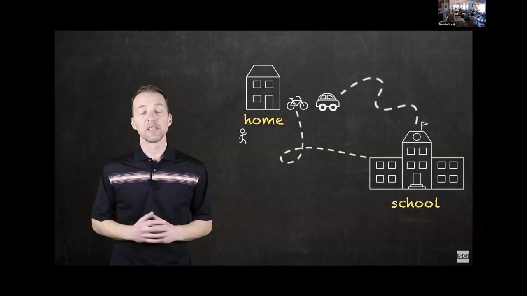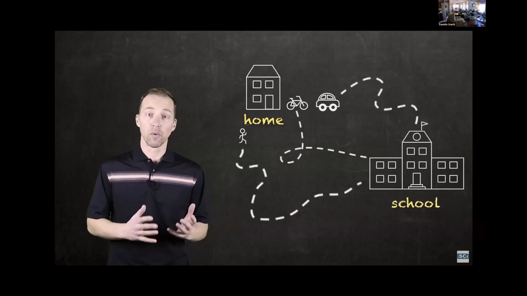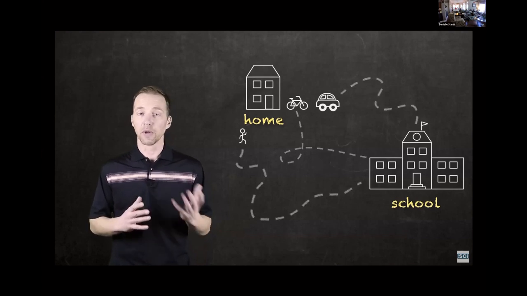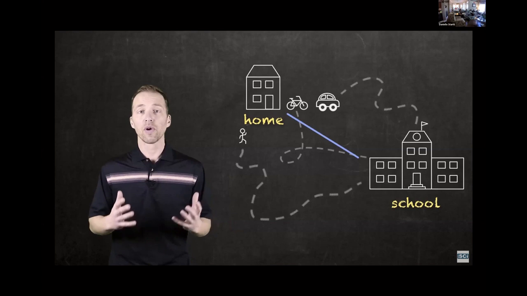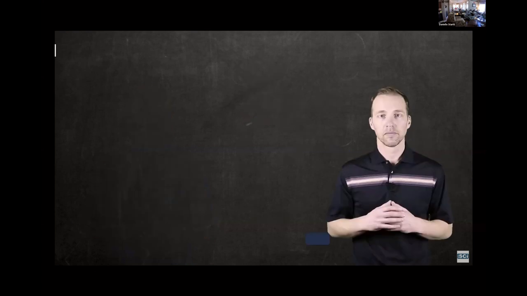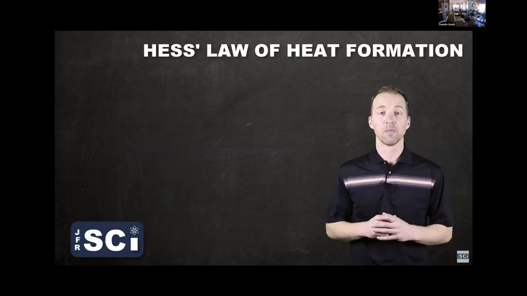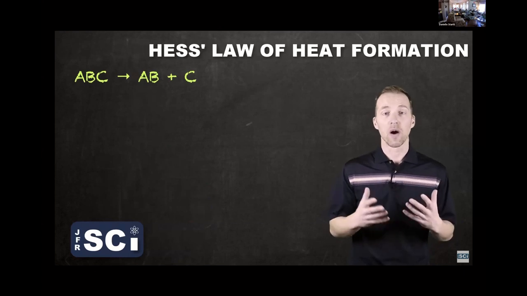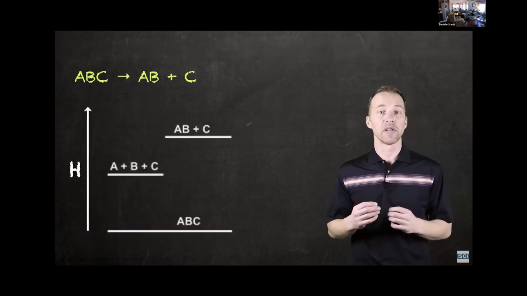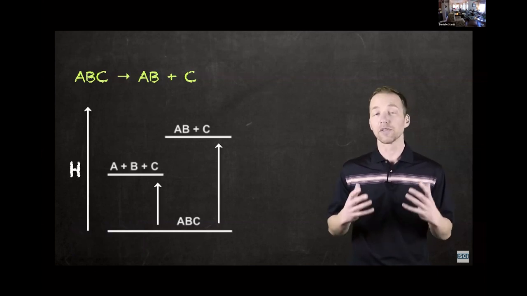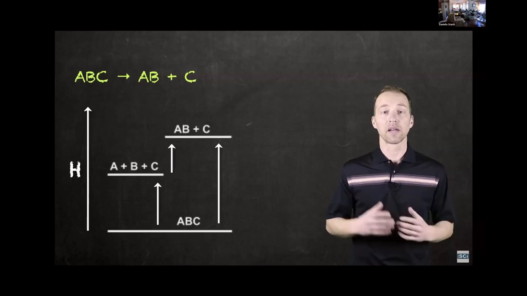There's probably several different ways that you could take to get from your house to school. But if we were just to take a straight line from your house to the school, your overall displacement, regardless of which pathway you took, is going to be the same. Now, chemical reactions can work much the same way. That is, if our reactants serve as the start for our pathway and our products serve as our end result, there are possibly multiple ways to get from our reactants to our products.